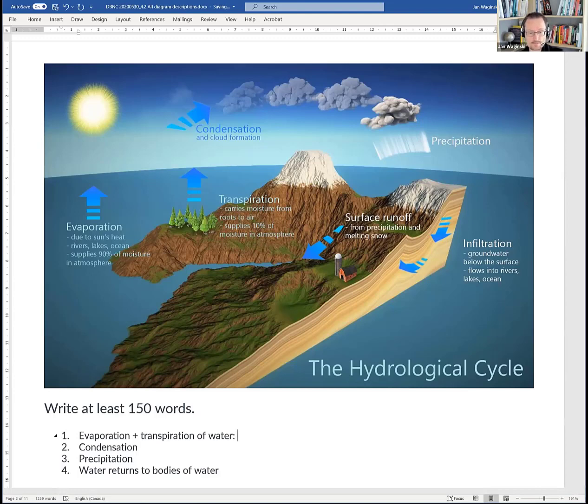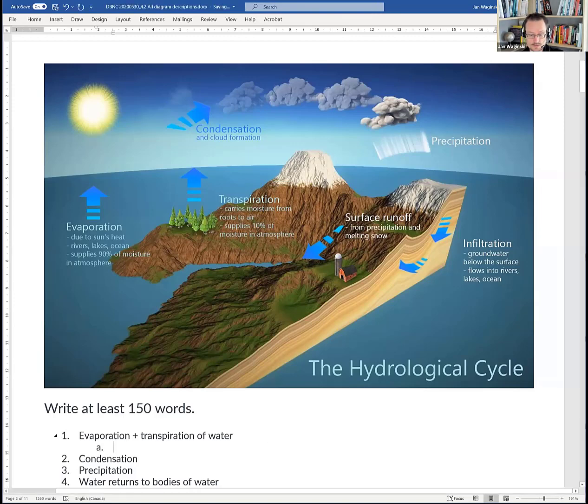Okay, so let's flesh this out. Evaporation and transpiration of water. Shamri, tell me about it. Due to the heat, due to the sunlight, the water gets evaporated. Let's say due to the sun's heat. What happens? The water gets evaporated. We'll just use present simple. Okay. Water evaporates.